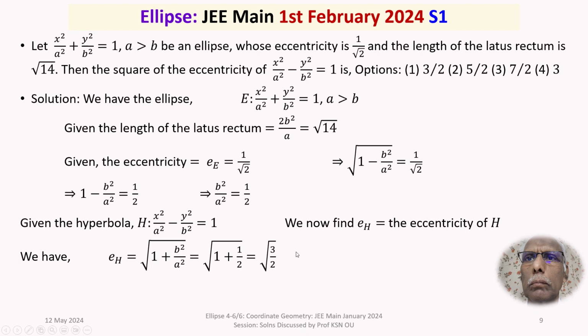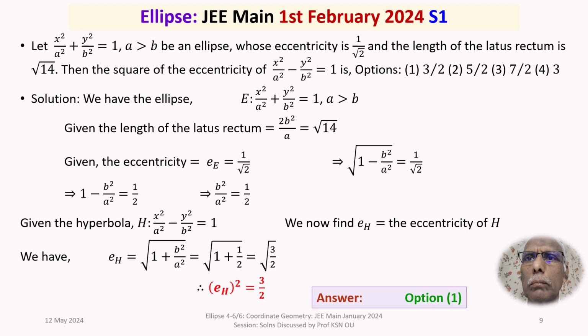So what is it that we want? We want the square of the eccentricity of the hyperbola. So e_H square is equal to 3 by 2. And let's look at our options. Our answer 3 by 2 appears against option 1. So the answer to this question is option 1, and that is the simple solution of the given equation.